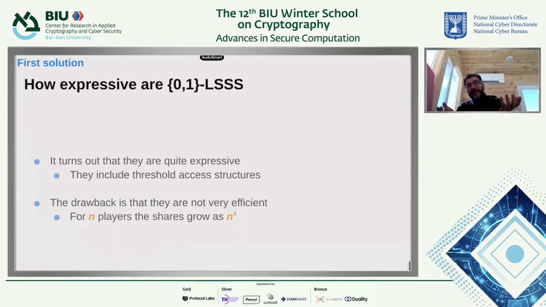The drawback is that if you, in a way, tie your hands and do not use Shamir and use these kinds of combinatorial constructions, the size of the shares for the players grows. In particular, for N players, each player has to hold something on the order of N to the fourth shares. But we can do it.